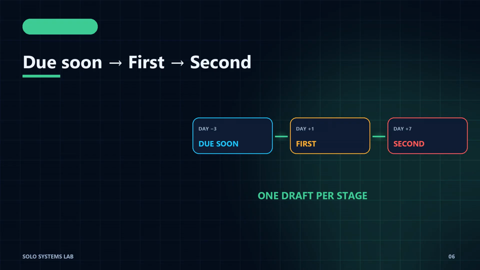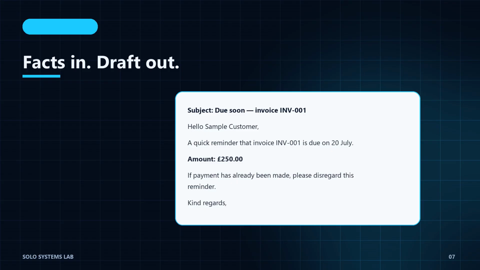The code chooses the highest stage that applies, then compares it with the reminder stage already stored in the sheet. If they match, it skips the row. That prevents a new draft being created every morning for the same stage. Change these timings to match your payment terms, but keep the stages simple enough that you can explain them to a customer. The message builder inserts the customer name, invoice number, amount, and due date into a restrained template. It also says that the reminder can be ignored if payment has already been made, and invites the customer to reply if they need another copy or want to discuss the invoice.